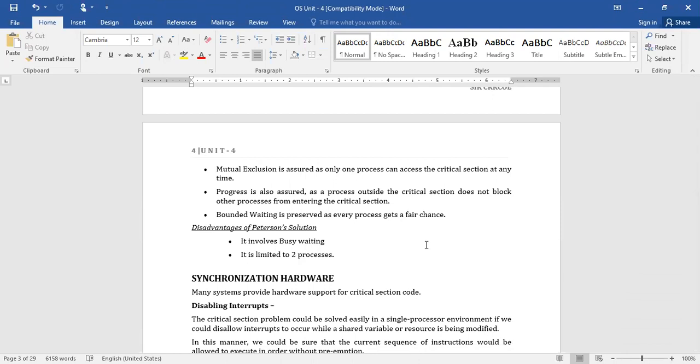If it is false, they can get a chance. If it is true, they have to wait.